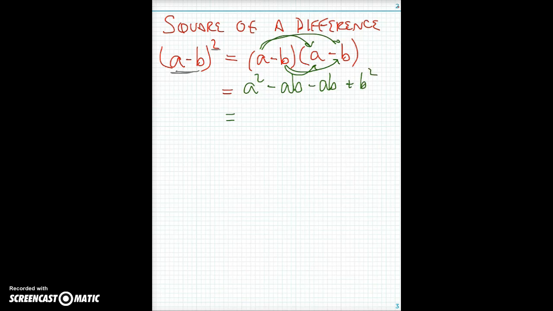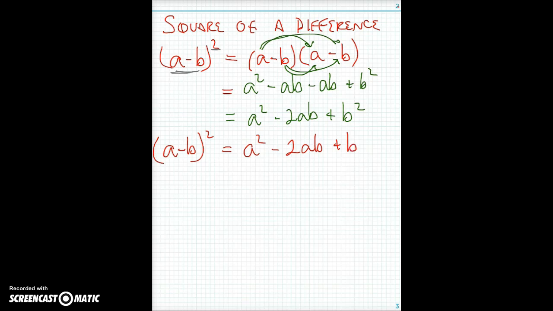So if we combine our like terms, we end up with a squared minus 2ab. The ab terms are both like terms, so we're just going to add the coefficients. So we have 2 negative ab's, which is minus 2ab, plus b squared. So again, we have another formula for anything that looks like this: a minus b squared is equal to a squared minus 2ab plus b squared.